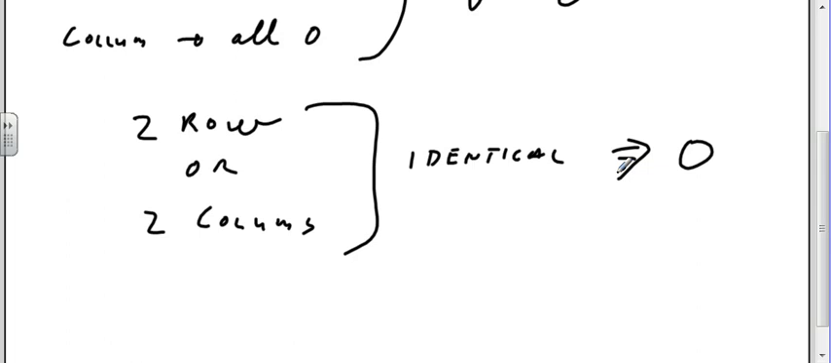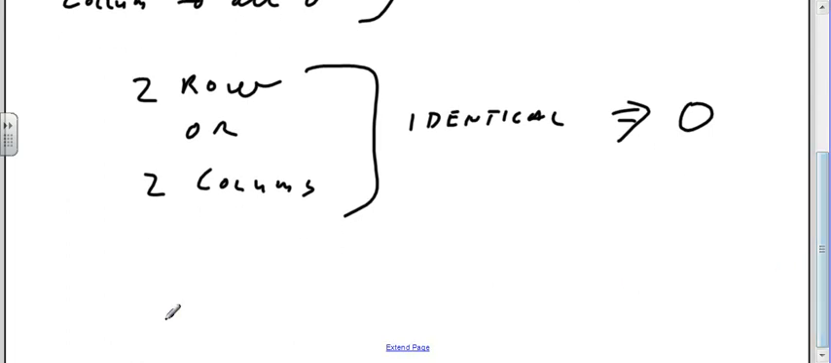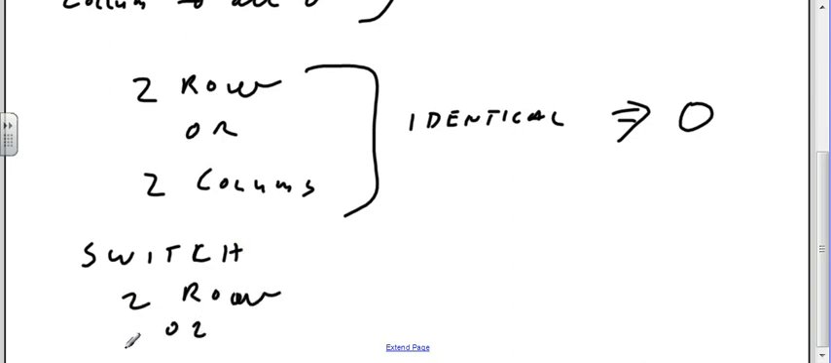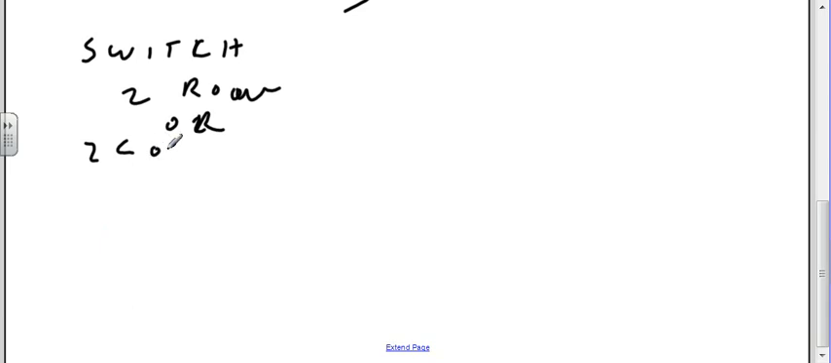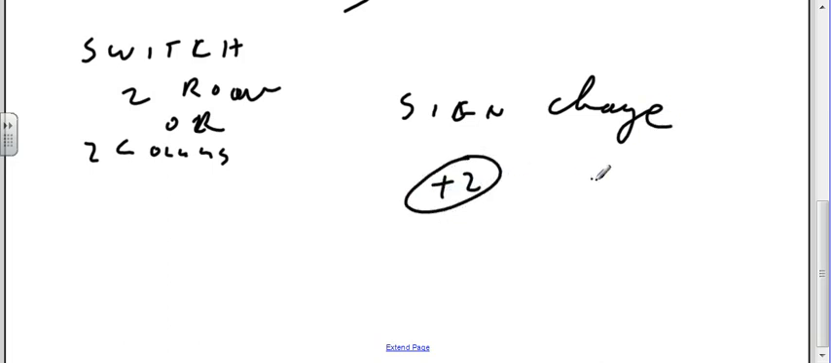If I change any 2 rows or any 2 columns, the only thing that gets changed is the sign of the determinant. So if I switch 2 rows, or I switch 2 columns, then the sign is going to change on the determinant. So if I had plus 2 originally, then I'm going to be minus 2.